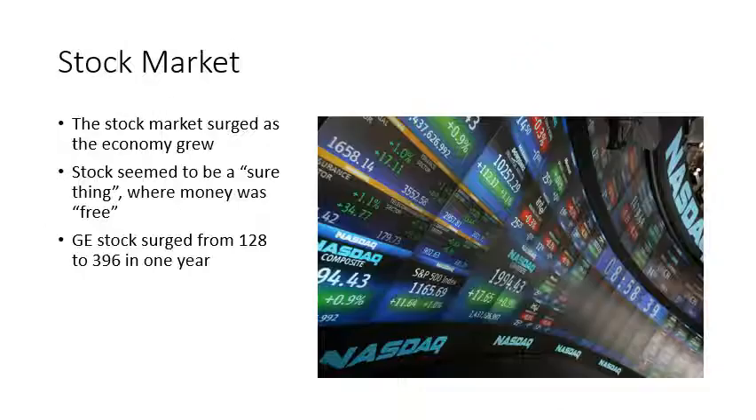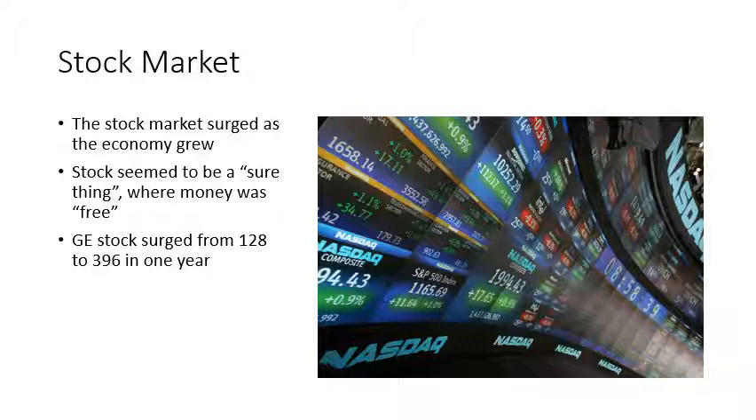It is also during the 1920s that the stock market really begins to grow, and the stock market surges as the economy grows. What you can do is buy stocks in companies, so you own a small percentage of the company. As that company grows, your stock grows, and therefore its value grows. People saw stocks at the time as a sure thing, where the money was essentially free. You could put money into the market and it would continue to grow.